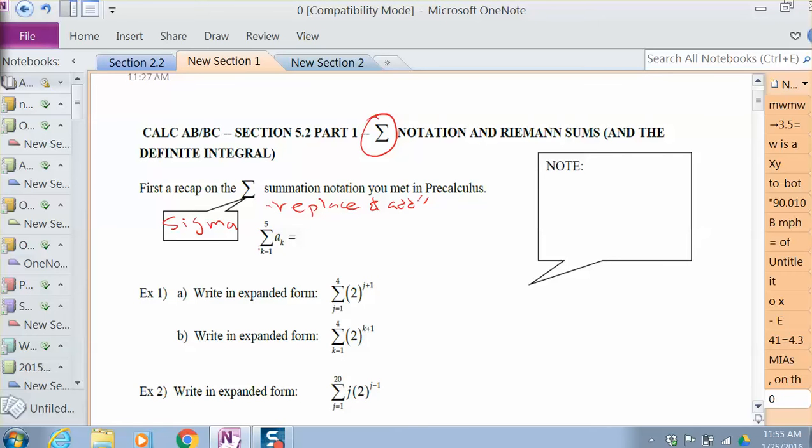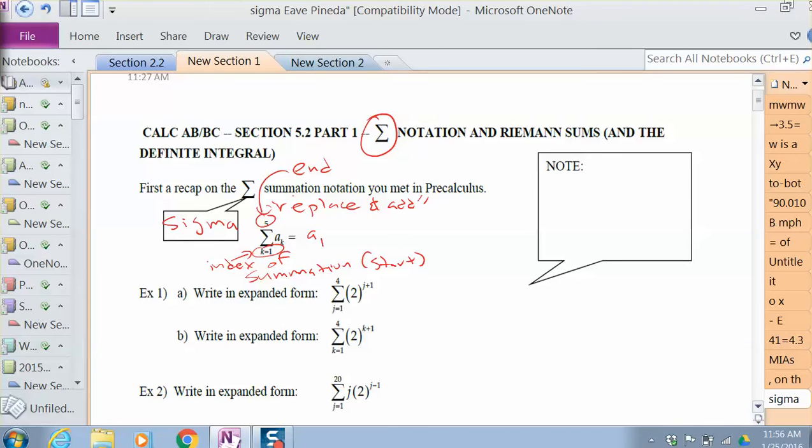So for example, we have k equals 1, which by the way we call the index of summation. That's kind of like a starting point. So we start by plugging in 1 in for k. So that's what the replace part means. Replace k with 1. But right here up top is where we end. So we keep going until we plug in 5 in for k, and we add up all the terms along the way. So you have a1 plus a2 plus a3 plus a4 plus a5, and then we stop.